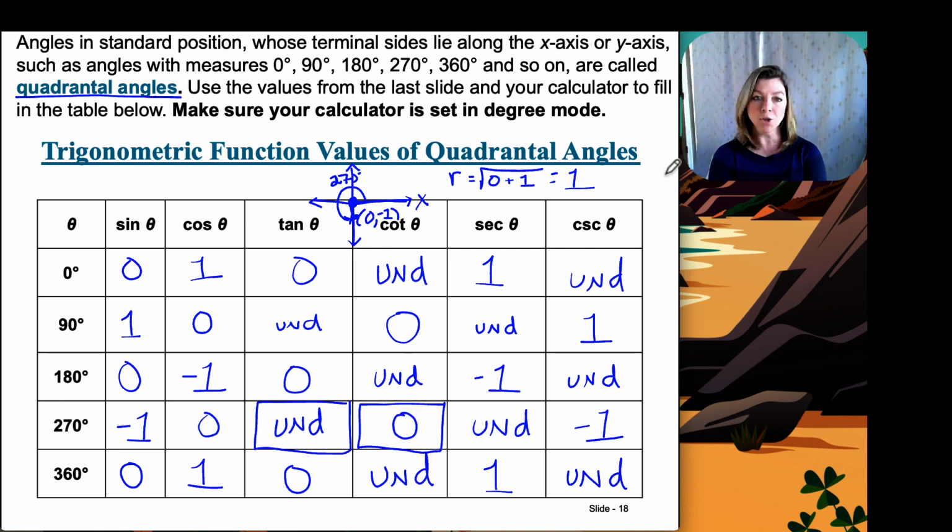All right, so using our trig function values in terms of x, y, and r, as well as calculator technology, we have found the values for these 6 trig functions at these quadrantal angles.